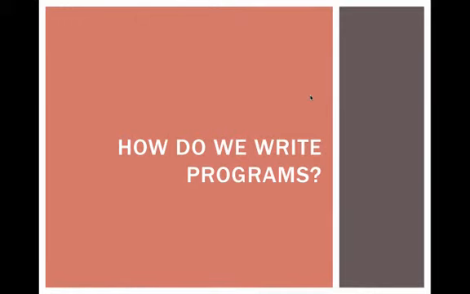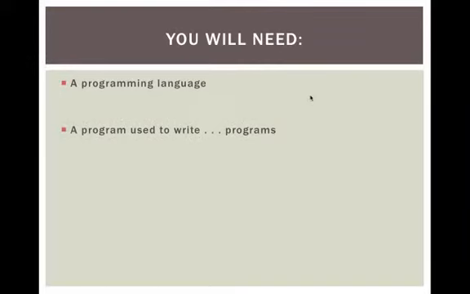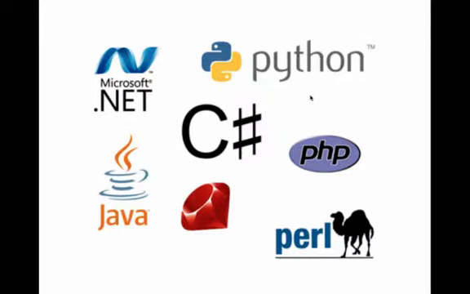So how do we write programs? In order to write programs for the computer, you need two things. First of all, you'll need to understand a programming language. And second of all, you'll need a program to help you write a program. Here are some of the most commonly used programming languages available today: Microsoft's .NET, Java, C#, Python. All of these are slightly different, but most of these have lots of things in common.